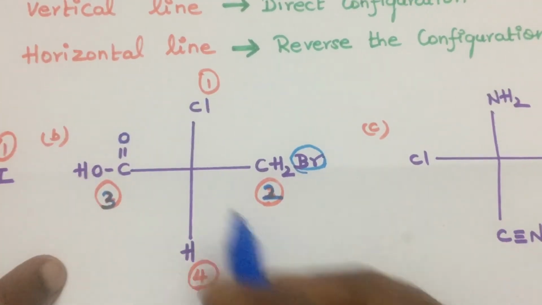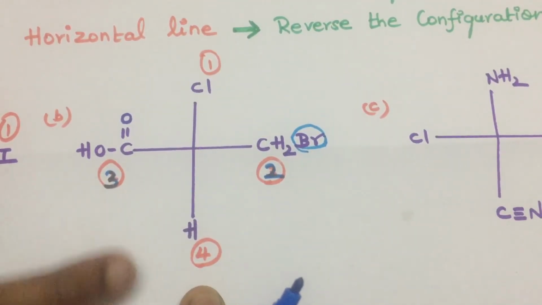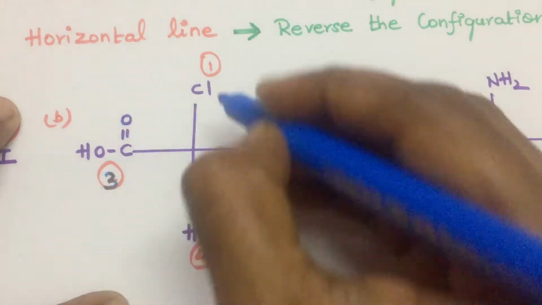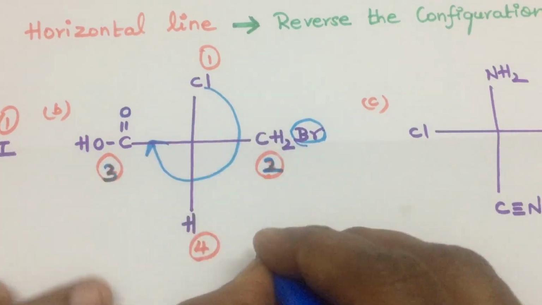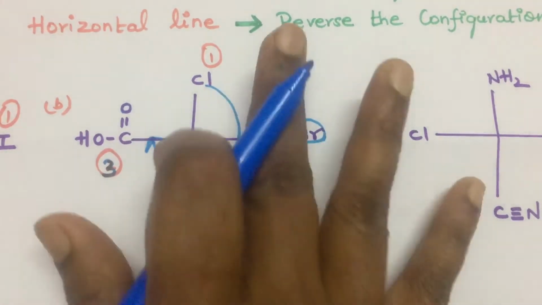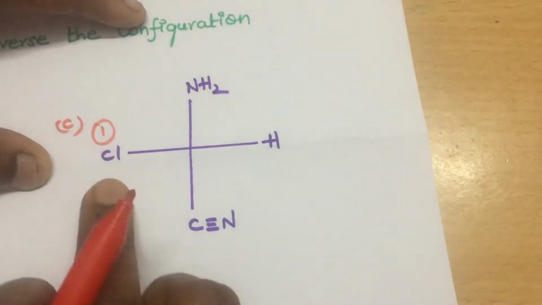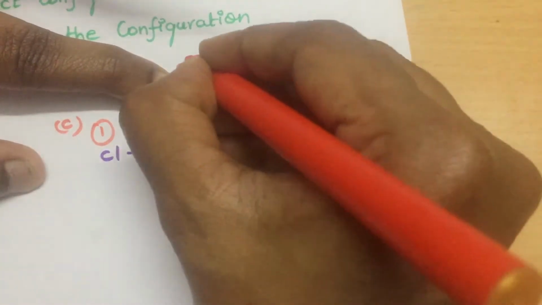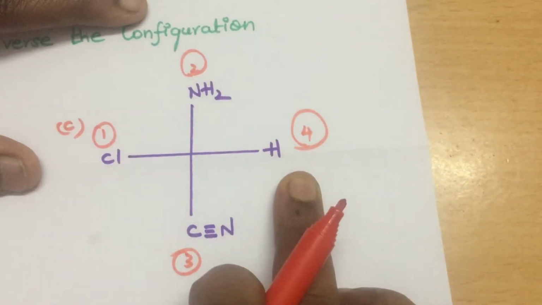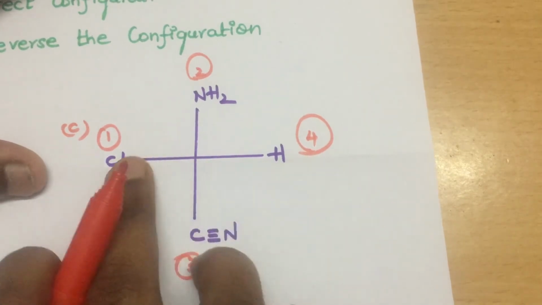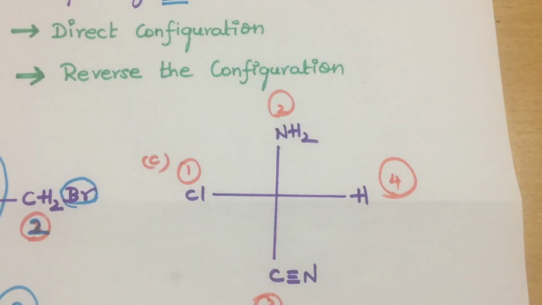Okay, here see the group with the low priority is in the vertical line, so no problem here also. So 1, 2, 3. How it goes, it is clockwise direction, so this is also R. Now let's give numbers first. This is 1 chlorine, and then the first atom is nitrogen, here 2, and here 3, and here 4. Here see the group with the lower priority is in the horizontal line. So what to do? Apply this rule, reverse the configuration, that's all.